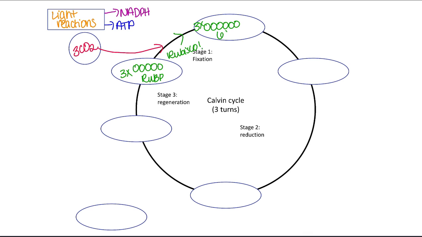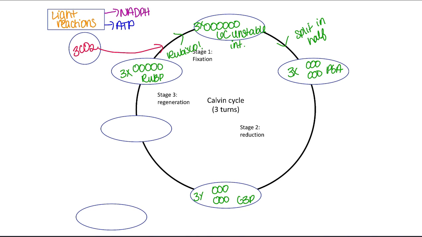3 times of a 6-carbon unstable intermediate. That 6-carbon unstable intermediate is then going to split in half. When it splits in half, we get PGA molecules. So at this point, we talked about how PGA is then taken and PGA is going to be converted into G3P. And if you recall from glycolysis, we've been a little lazy, but those G3P molecules actually have a phosphate group on them.